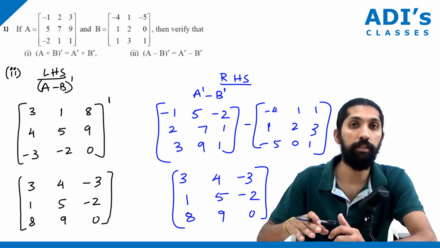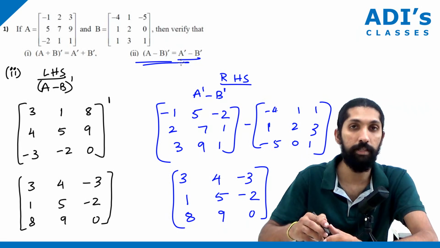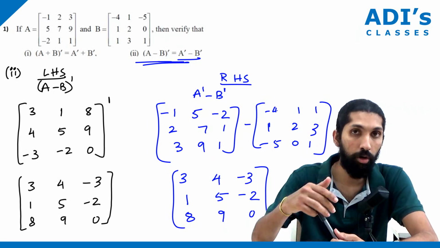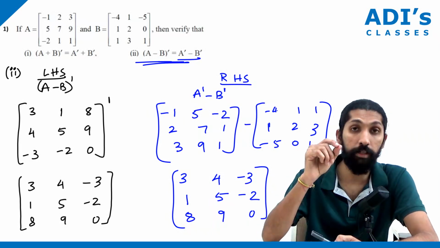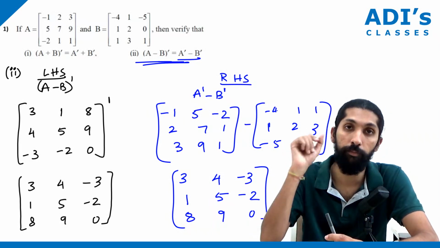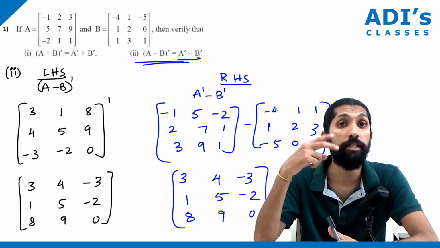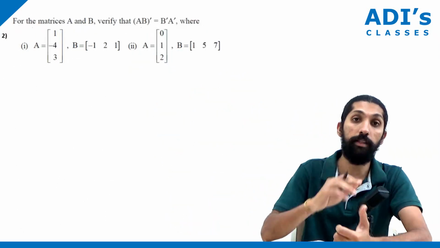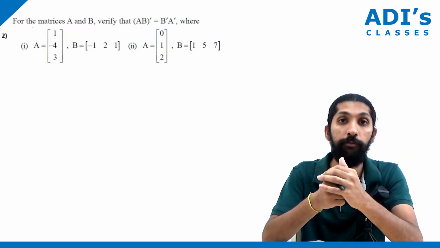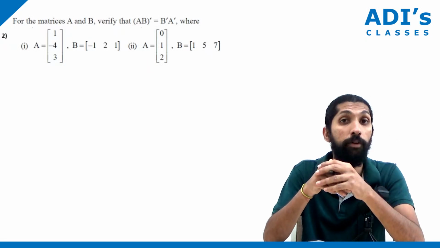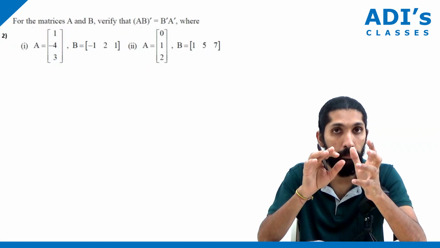See, this is basically the proof. Again, this is also one of the properties, you can say property or a law or a theorem, you can call it however you want. But this is true for every sort of matrix. Well and good. Now we'll do the second question. Look at the second question. Now in the first one, we did it for addition and subtraction, correct? So here we are going to do it for multiplication.